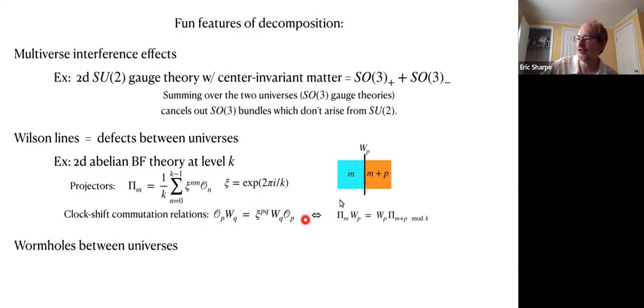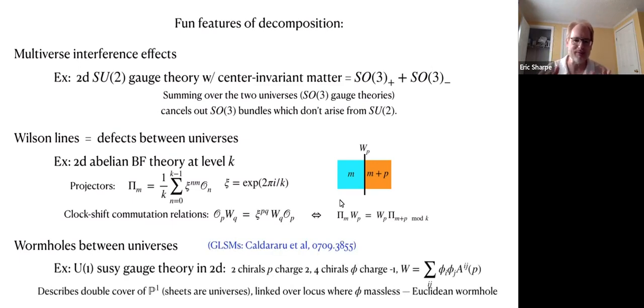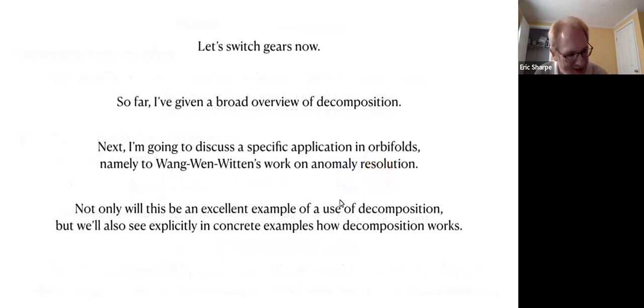The usual clock-shift commutation relations between local operators and Wilson lines are equivalent to a commutation relation between projectors and Wilson lines that turns a projector on the mth universe into a projector on the (m+p)th universe. And then finally, there is even a notion of Euclidean wormholes. This is basically what makes the gauge linear sigma model story I mentioned work. There's a way to apply decomposition to construct branched covers where the sheets of the cover correspond to different universes, and then the universes are joined together along some locus corresponding to the Euclidean wormhole. Now, let me catch my breath and switch gears.